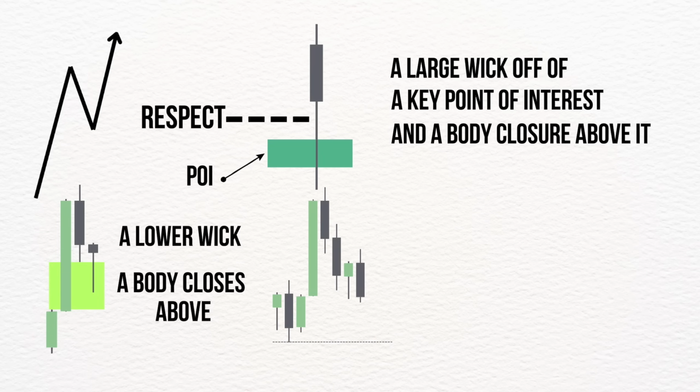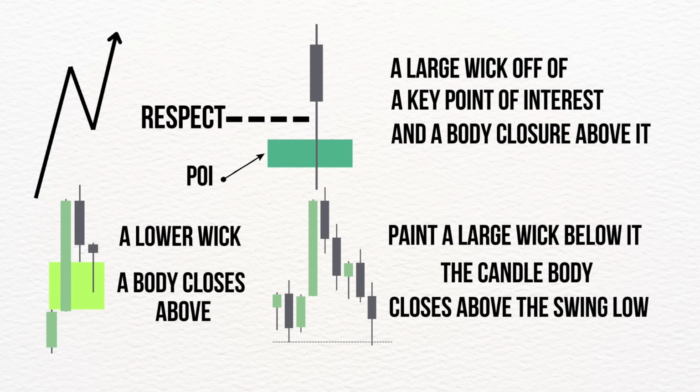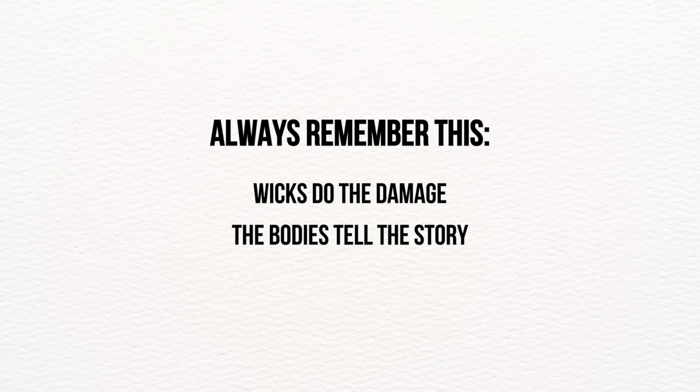Or for example, let's say we sweep a swing low in bullish order flow and we paint a large wick below it and the candle body closes above the swing low. So these wicks show that price failed to close and displace below a certain level. So they show intention to push higher and a lack of intention to continue lower. Always remember this: wicks do the damage, the bodies tell the story.